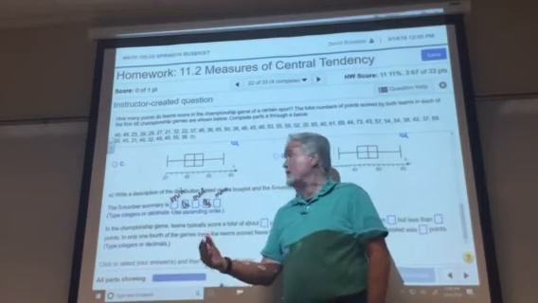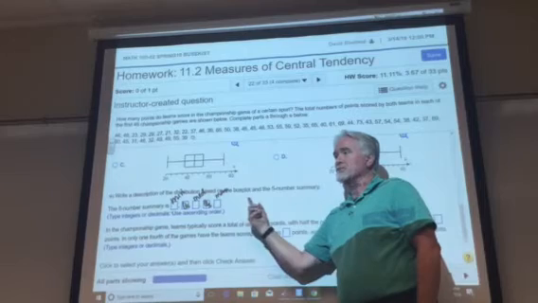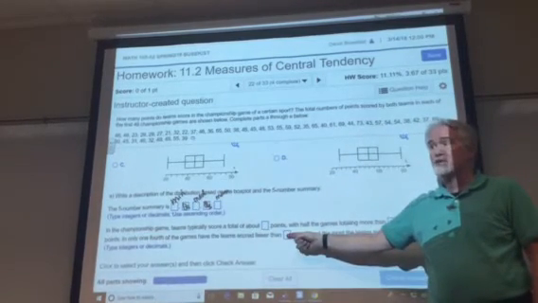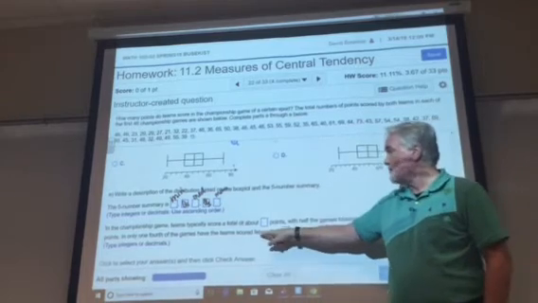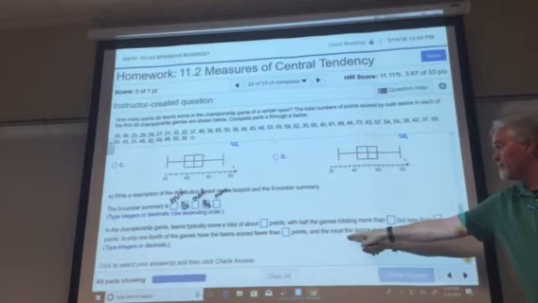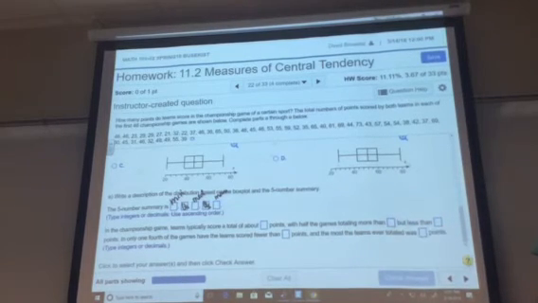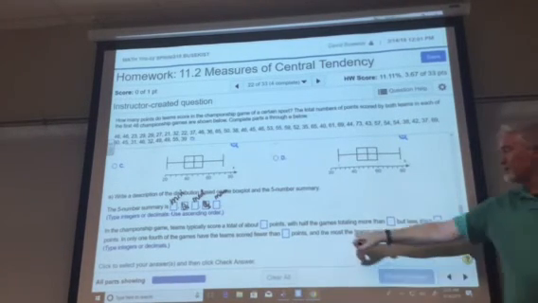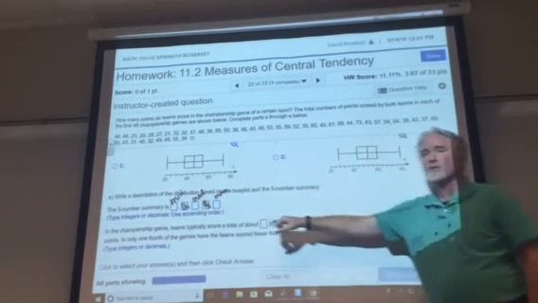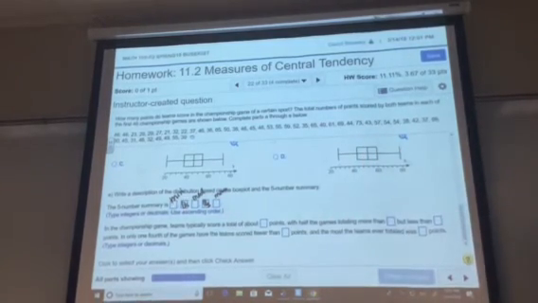Well, they said more than. They'd be talking about the upper 25%. So this question targets the lower 25%. But if they would have said more than, you would have targeted the upper 25%. The most the teams ever totaled was, well, most means maximum, so it's going to be the largest value in that distribution.